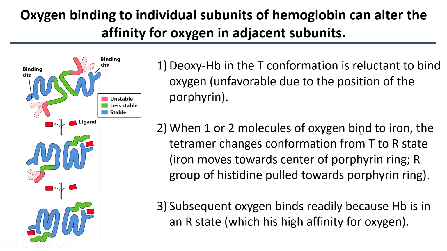So when 1 or 2 molecules of oxygen bind to the iron, the tetramer will change its conformation from T to R as iron moves towards the center of the ring, and the R group of histidine is pulled back towards the porphyrin ring. This induces that strain in that subunit and also forces the neighboring subunit to become more stable. And so this unstable portion of the subunit becomes more stable and is better able to stabilize iron once it binds to that heme ring. So subsequent oxygen bind readily because hemoglobin is in the R state, and those iron molecules in the heme groups are positioned more towards the outside of the tetramer, making them more accessible to oxygen.